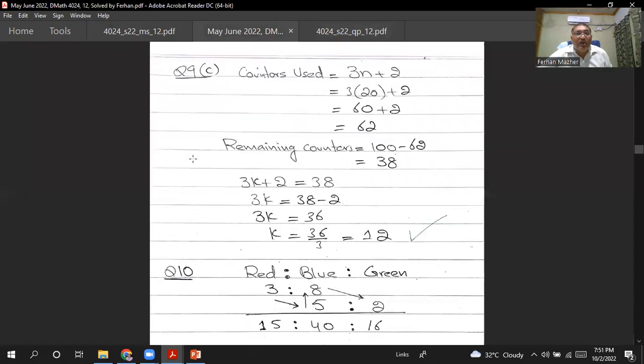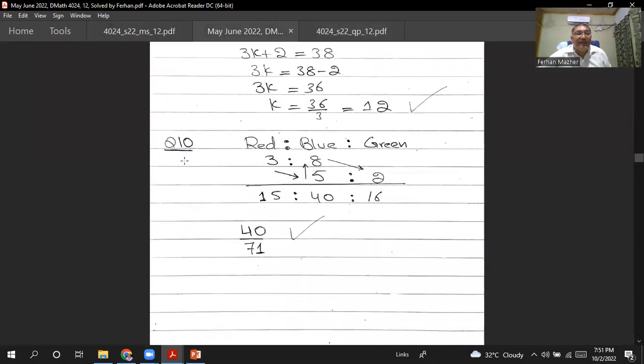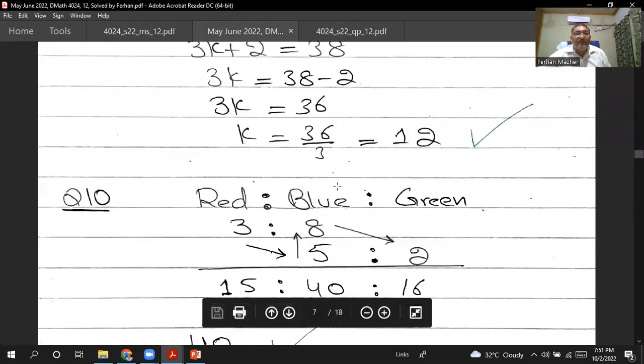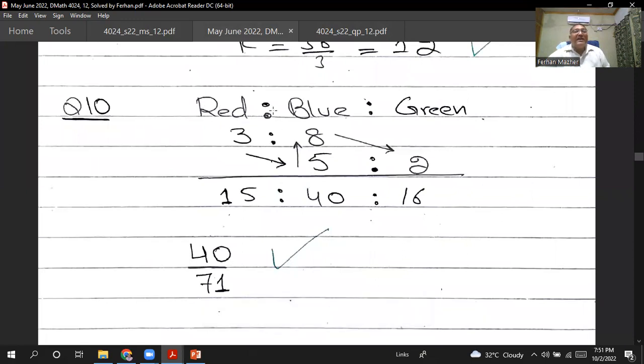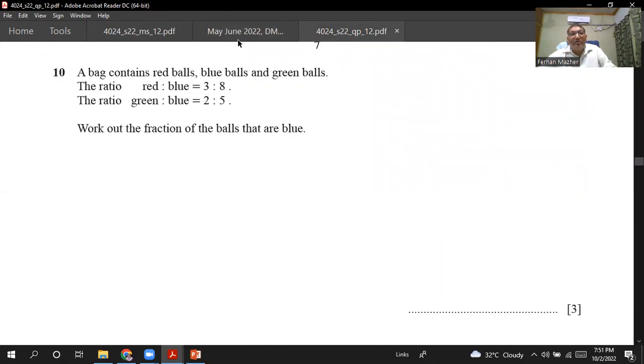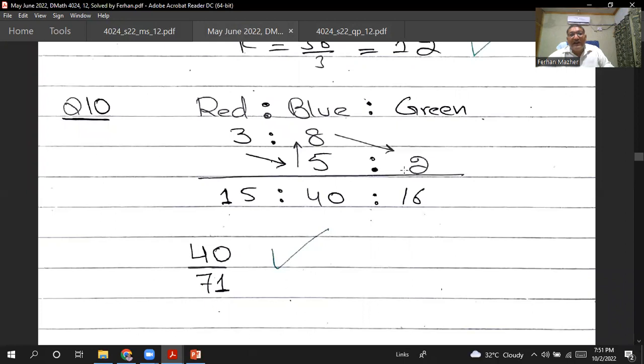Okay, so first of all, I will make a continuous ratio with this, and the methodology is very simple. Let me show you how this method is done. We write them in a continuous ratio. In the continuous ratio, we write red, and the common word which was used in both ratios we put in the middle. So red, blue, green. The red portion was 3 and the blue was 8, and the blue is 5 and the green is 2. Then I will multiply these: 5 threes are 15, 5 eights are 40, and 8 twos are 16. So this is the continuous ratio between them.